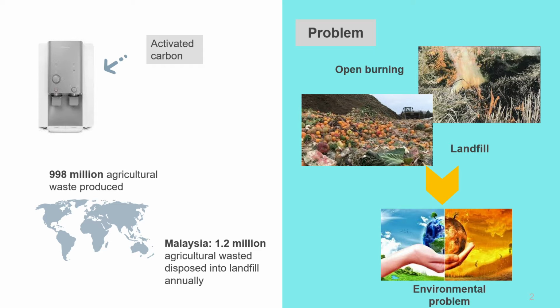Waste from agricultural activity is one of the industrial wastes. Globally, 998 million tons of agricultural waste is produced in a year, and in Malaysia, about 1.2 million tons of agricultural waste is disposed into landfill annually. This is quite a fearsome number, right?